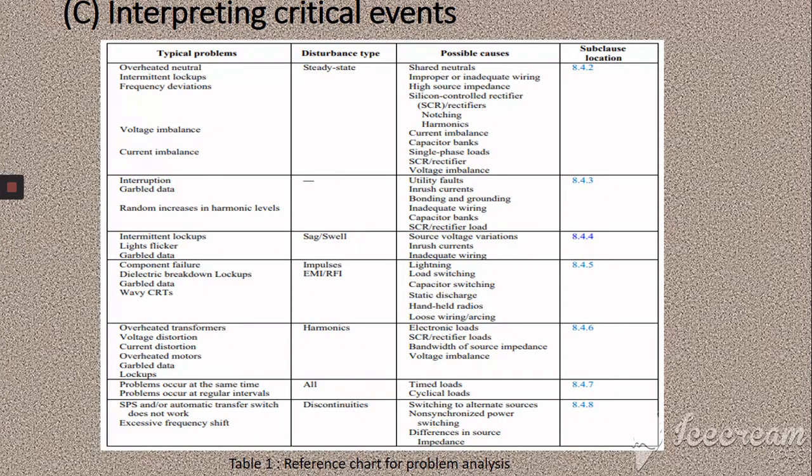Table 1 is a reference chart of data interpretation. For the condition given, it identifies the analysis technique to be used and locates that by subclause number. A description of the characteristics and possible causes is included in each subclause.